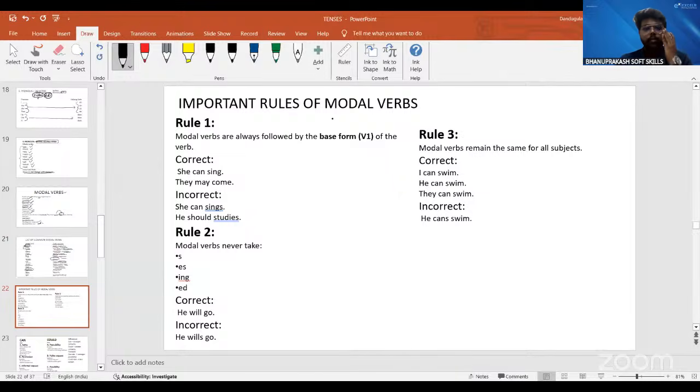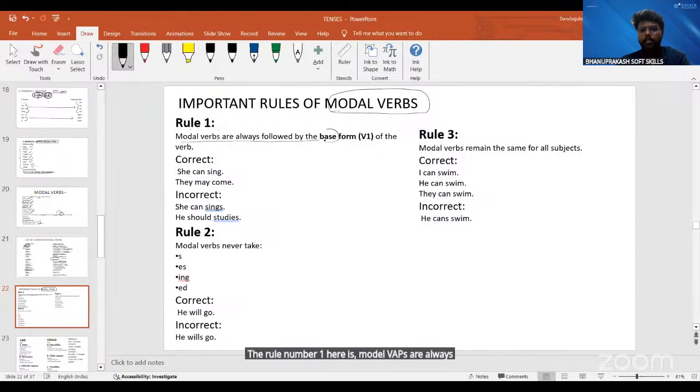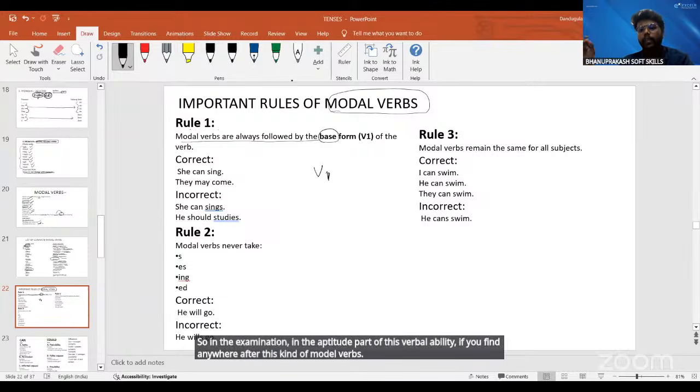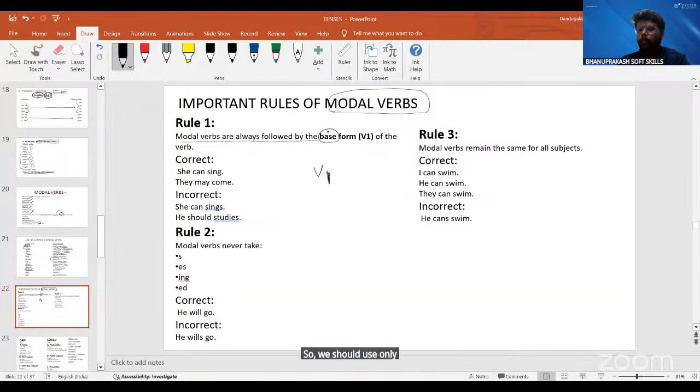So the first and most important rule of modal verbs, rule number 1, is that modal verbs are always followed by the base form. Base form means verb form 1. So always followed by verb form 1 only. In the examination, in the aptitude part of verbal ability, if you find any verb form other than V1 after a modal verb, you can opt for it blindly, that is wrong. So we should use only verb form 1 after the modal verb.